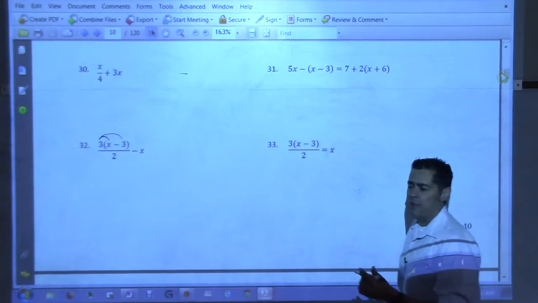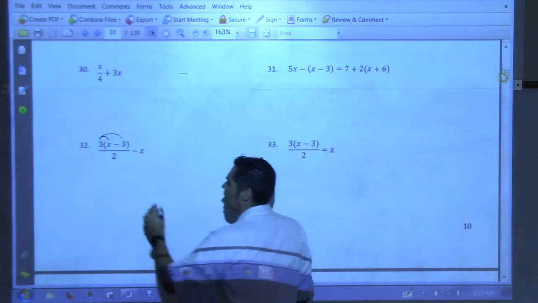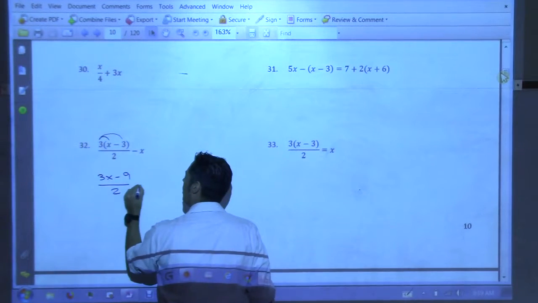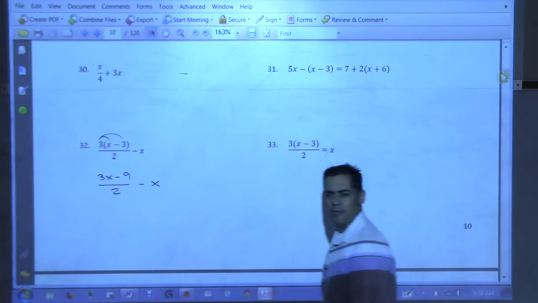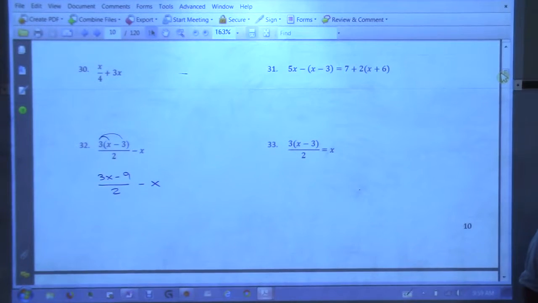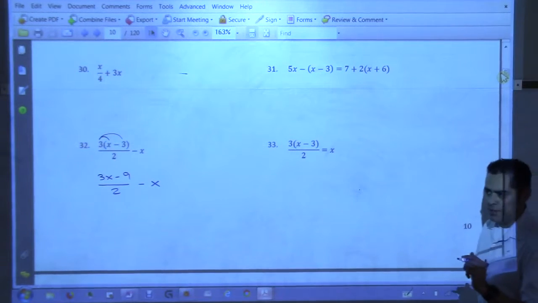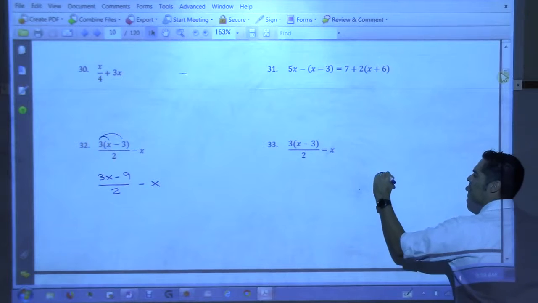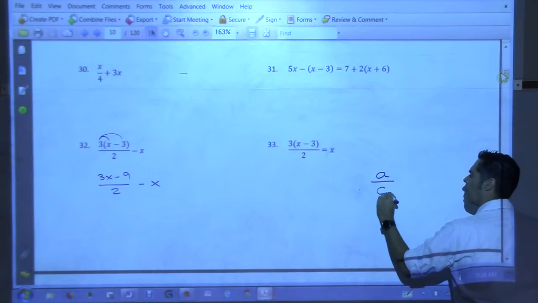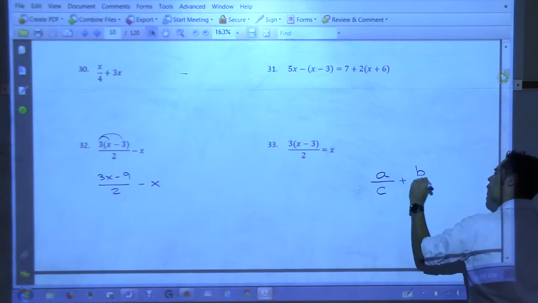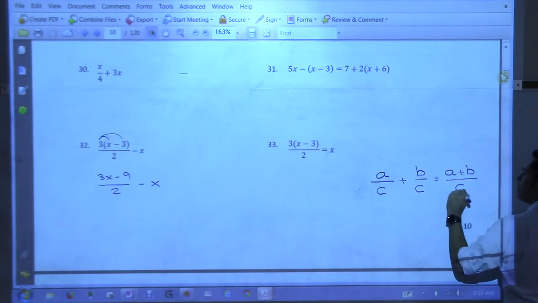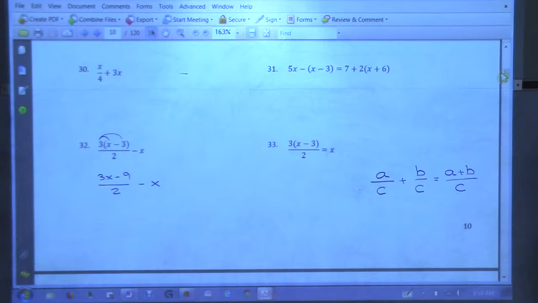I think that's what you meant, right? Let's try that, everyone. Let's distribute the 3 through. You get 3x minus 9 over 2 minus x, right? You all agree with that? Okay. Now, a very important property of fractions. Very important property I'm about to show you here. Do you all agree with this? Do you all agree with that statement?